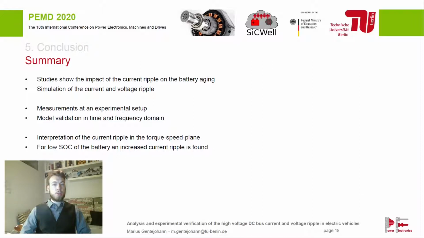In time and frequency domain, only slight deviations are observed between measurement and simulation. A parameter study showed the impact of torque and speed on the current ripple. The highest ripples were obtained at the corner points and at maximum speed. Regarding the battery, a lower state of charge leads to an increased current ripple.